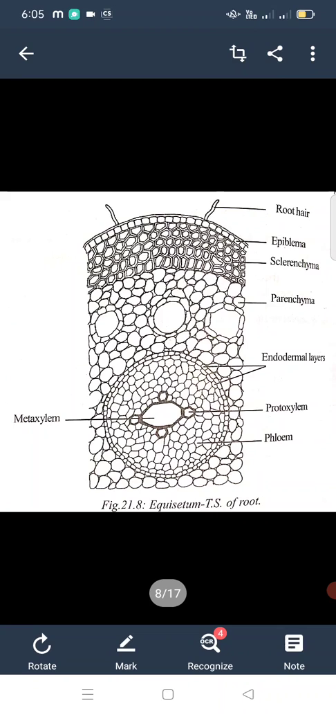The stele is protostele. The xylem is diarch or tetrarch. A large metaxylem is present at the center of the stele, and the protoxylem lies around it. So xylem is diarch or tetrarch. The phloem is located between the protoxylem. Here the pith is absent.